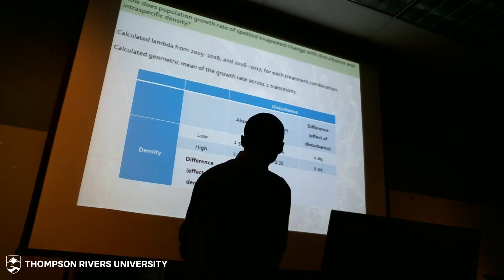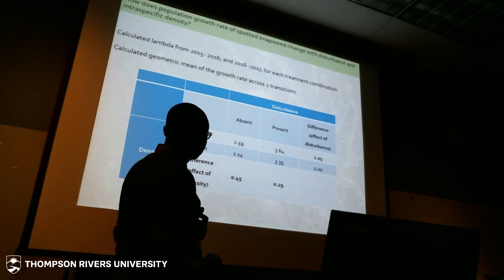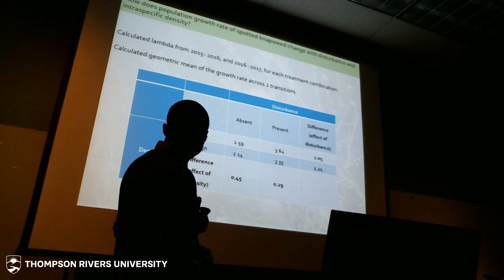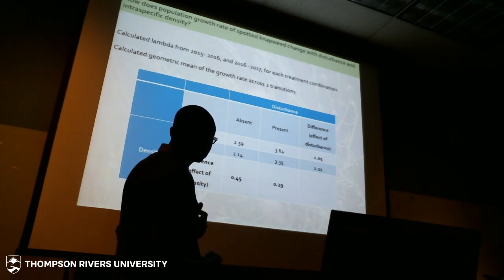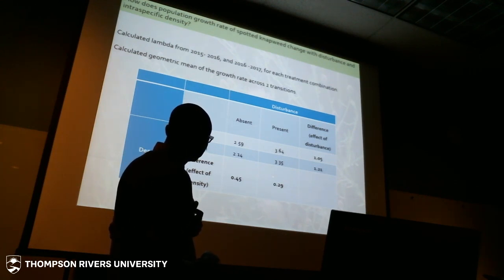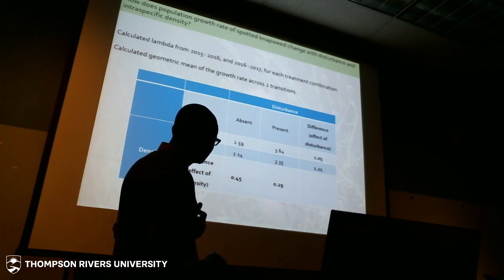And so this is the population growth rate lambda, and I found that the effect of disturbance on the population growth rate was higher than the effect of density. So under low density, the difference between the lambdas when disturbance was present and when disturbance was absent was 1.05, while under high density, the difference between the lambdas was 1.21. In addition, the influence of density on the population growth rate was not as strong as the effect of disturbance. And so I found that disturbance increases the population growth rate more than density does.